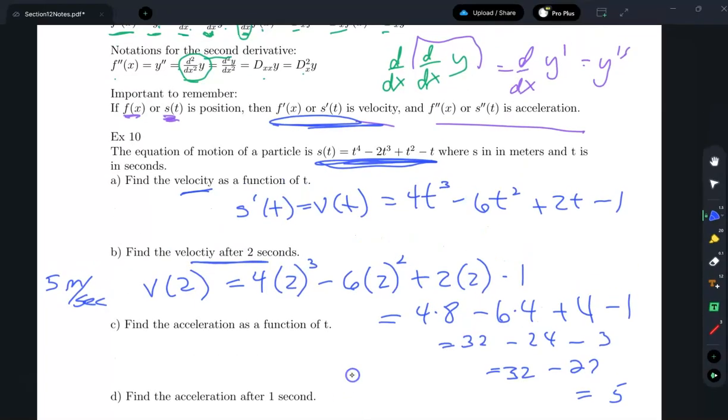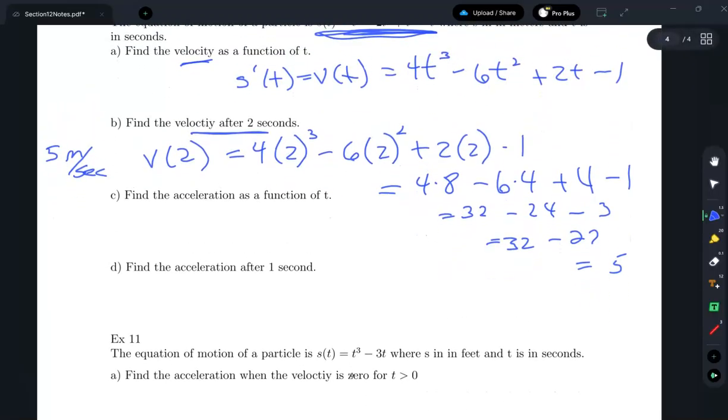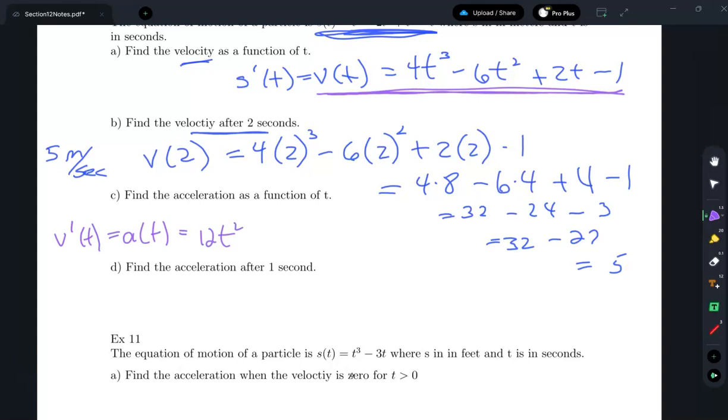Okay, this next part says, find the acceleration. Okay, so acceleration is taking the second derivative. So I take the derivative of that. So v prime is a of t. So I get 12t squared minus 12t plus 2. And after 1 second, I just plug in t equals 1. So I get 12 minus 12 plus 2, so I get 2. And acceleration is measured in meters per second squared.